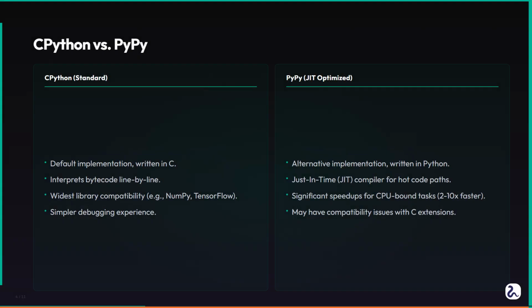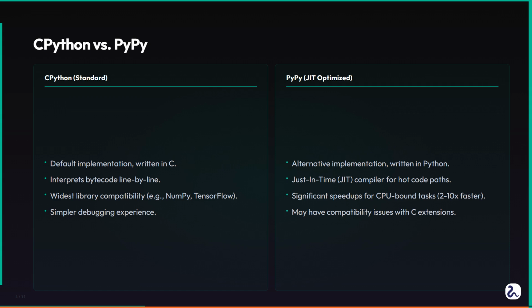But CPython isn't the only game in town. There's PyPy, for instance. If CPython is the standard factory car, PyPy is like a custom-built race car. It also implements the Python specification, but it uses a just-in-time, or JIT, compiler. Instead of interpreting bytecode instruction by instruction, PyPy analyzes frequently executed code paths at runtime and compiles them directly into highly optimized machine code. This JIT compilation often leads to dramatic performance gains for long-running, CPU-bound programs.